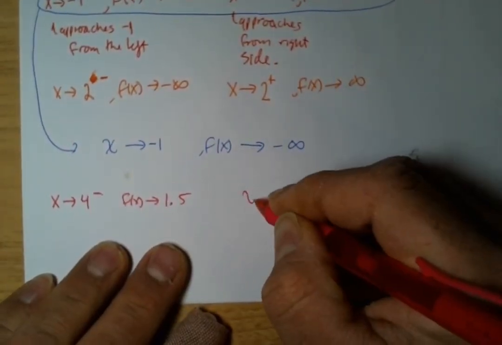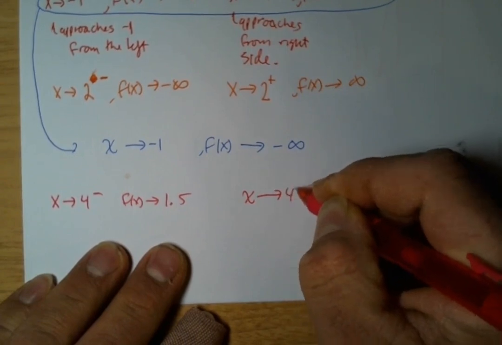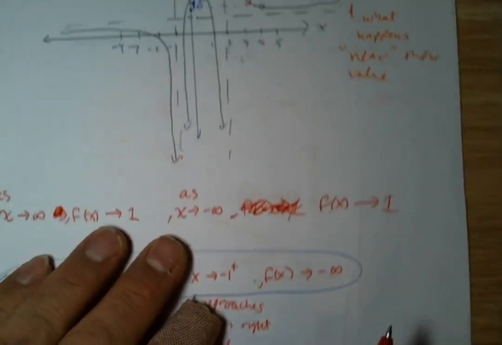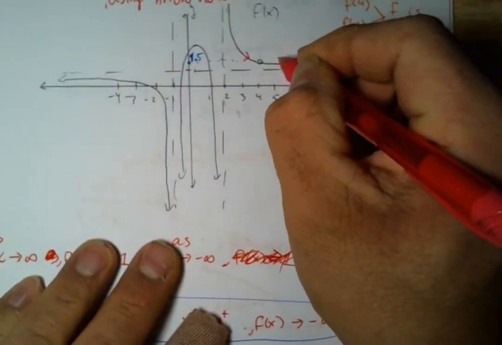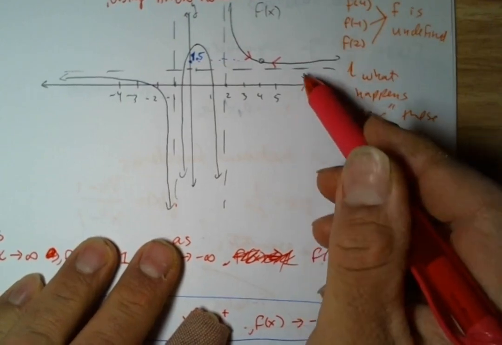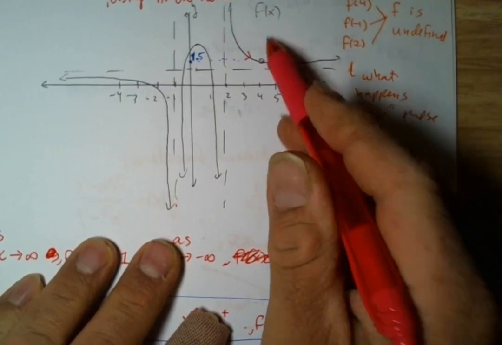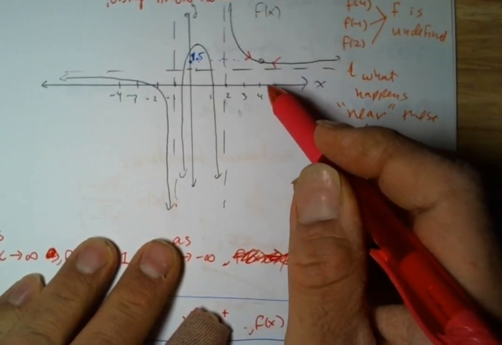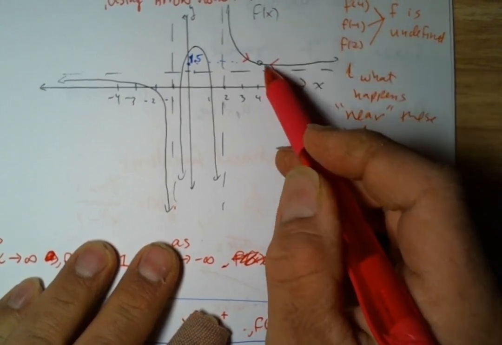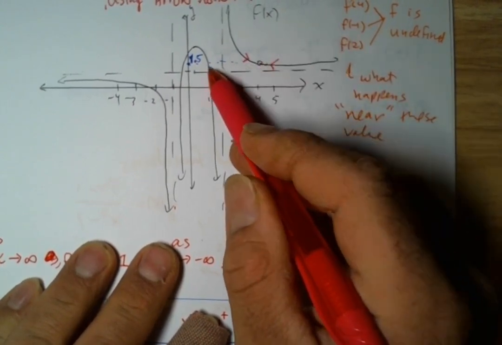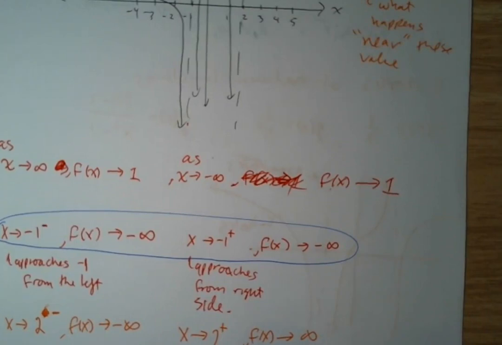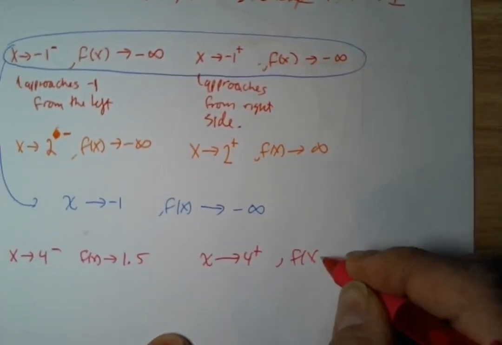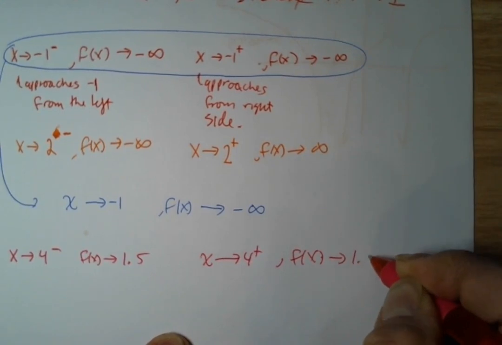Okay, so now let's change our perspective. Let's look at the right side. What happens as x approaches 4 from the right side? Again, we don't get these growing without bound in either direction. It's approaching this finite value of 1.5. f of x is approaching 1.5.